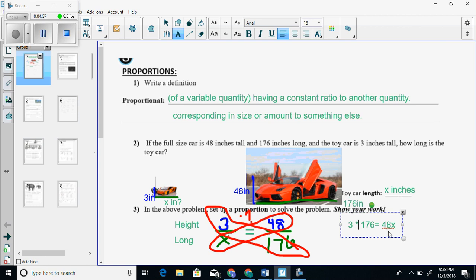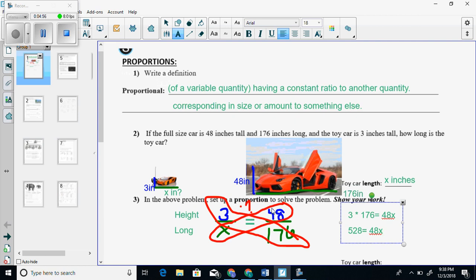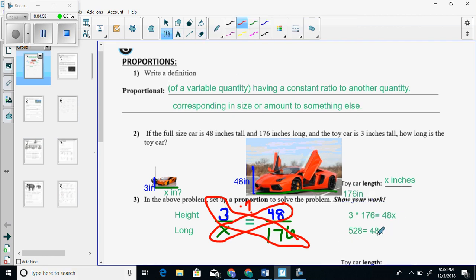So now I have an equation. Okay, I'm going to multiply 3 times 176, and that's 528. So now we have 528 equals 48x. My last step is to divide both sides by 48, and you should get x equals 11.